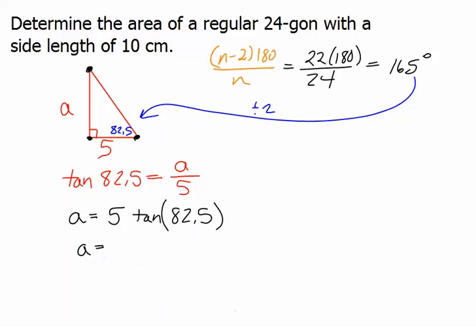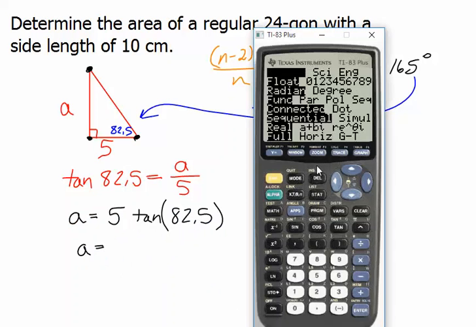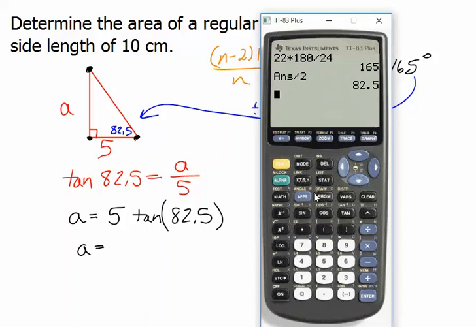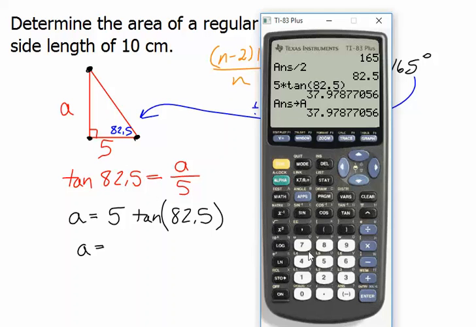We'll go back to our calculator. Please always make sure that you are in degree mode. So we'll come over here to mode, make sure we're in degree, and then we'll go back to the home screen, take 5 times the tangent of 82.5. That'll get us our apothem, which is about 37.98. I'm going to store that as A for the apothem, 37.98.